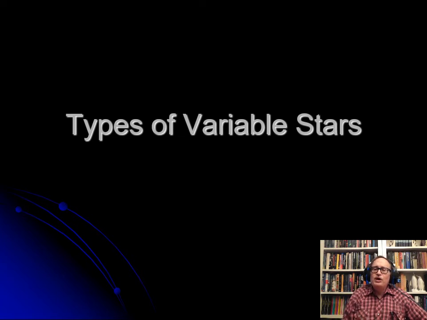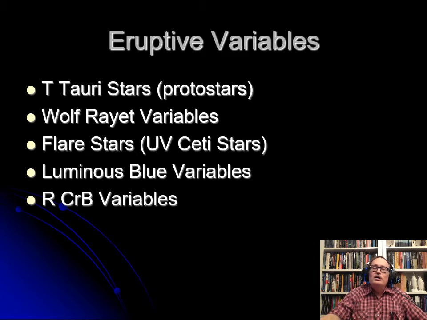So we've talked about pulsating variable stars. It's one type of intrinsic variable star. There's other types of intrinsic variable stars. Besides pulsating, we have eruptive variables. And there's several different types of eruptive variable stars. Some of these eruptive variables do different things.